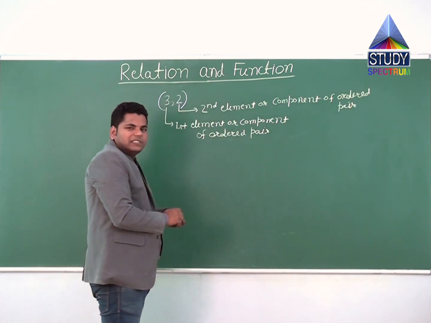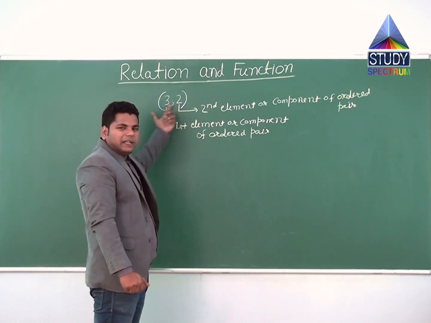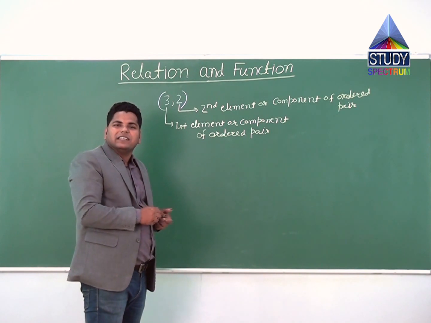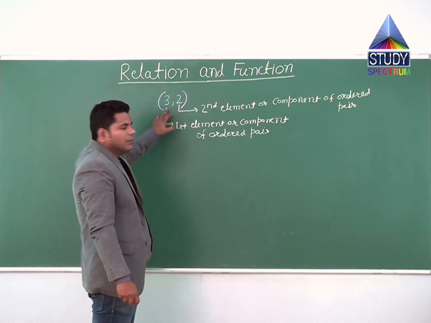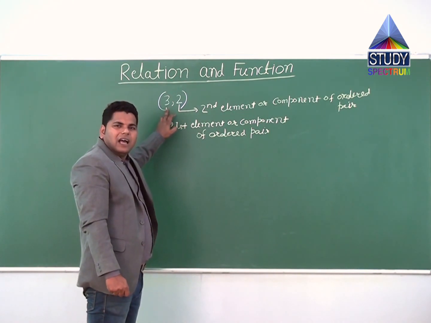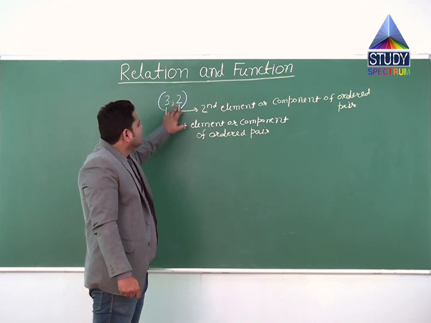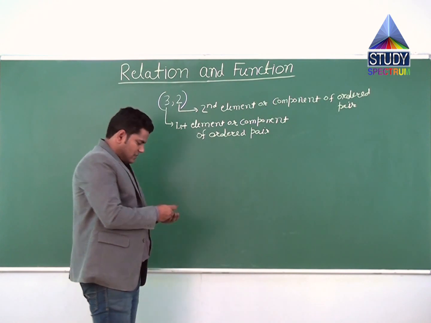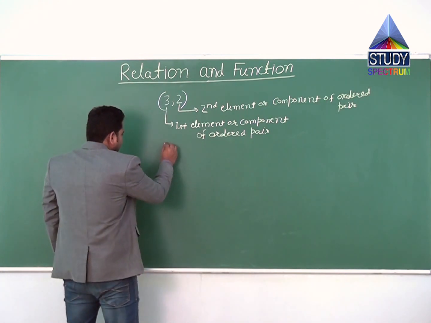Now in two-dimensional geometry, an ordered pair is treated as a point in which the x coordinate is the first component or first element, and the y coordinate is the second element or second component. So let us understand this ordered pair.